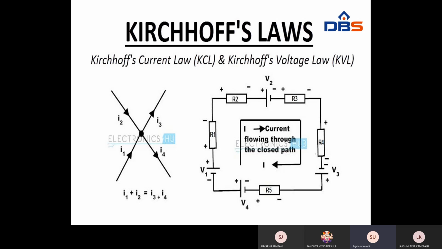Here there must be 4 currents: I1, I2, I3, I4. I1 and I2 are entering and I3, I4 are leaving. So I1 plus I2 is equal to I3 plus I4, or I1 plus I2 minus I3 minus I4 is equal to 0. This current law is totally based on the rule I is equal to V by R. That is, Kirchhoff's current law: the algebraic sum of the currents is equal to 0. So I is equal to V by R.